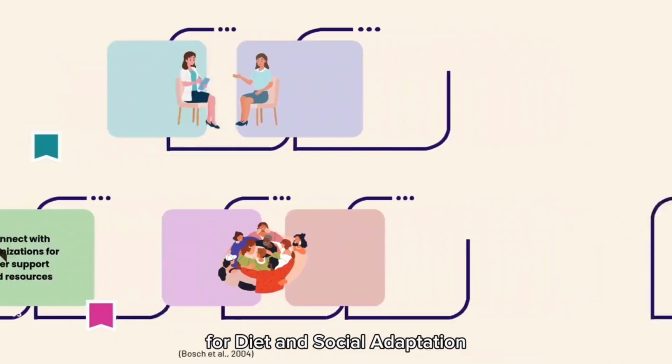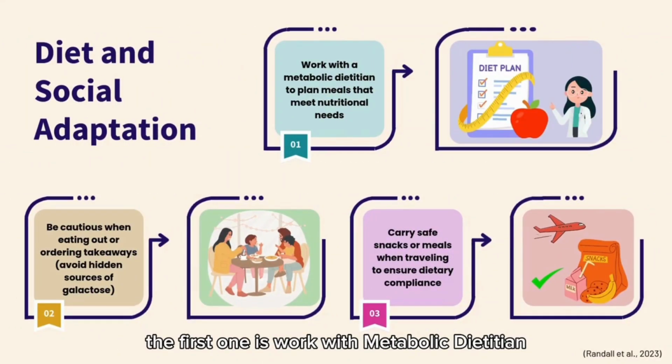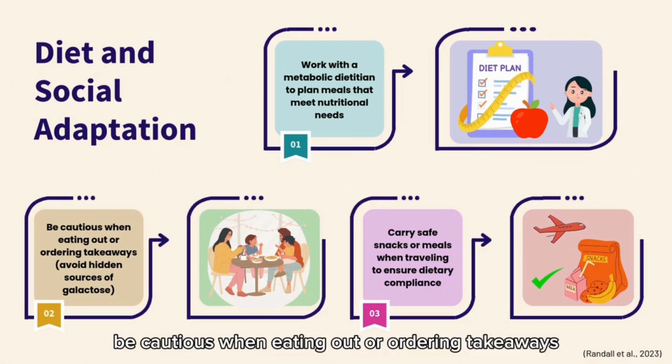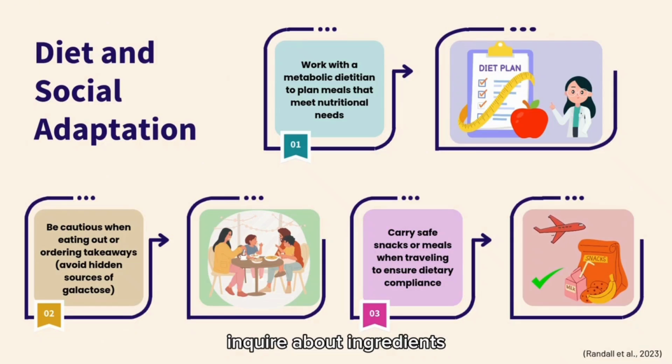For diet and social adaptation, the first one is to work with a metabolic dietitian to plan meals that meet nutritional needs without galactose-containing ingredients. The next one is to be cautious when eating out or ordering takeaways. Inquire about ingredients to avoid hidden sources of galactose. And the last one is to carry safe snacks or meals when traveling to ensure dietary compliance.